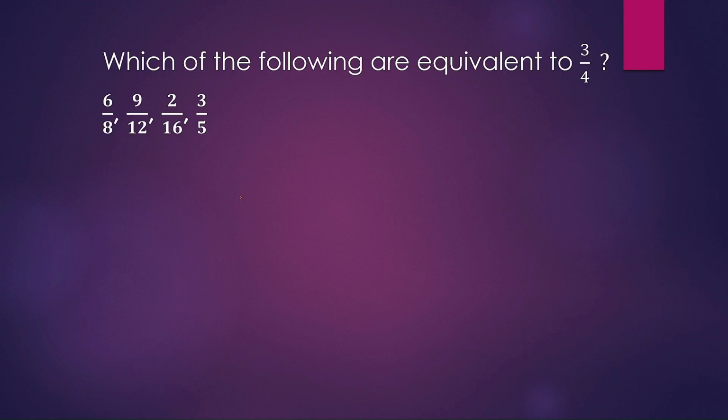Now comes the next type of question, that is, which of the following fractions are equivalent to 3 by 4? Same concept, same method, converting all the fractions to their lowest form. Let's start with 6 by 8. Again, dividing it by the common factor, which is 2, we get 3 by 4. So, this is my new fraction for 9 by 12. The common factor always has to be the highest common factor. So, for 9 by 12, the highest common factor is 3. So, I'm going to divide by 3, and I'll get 3 by 4.